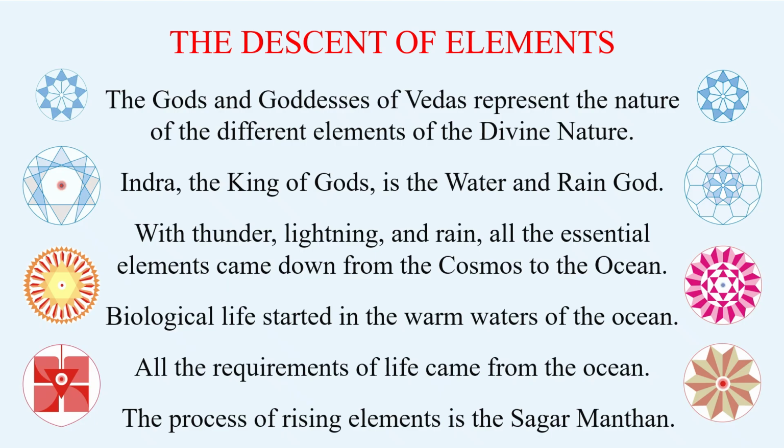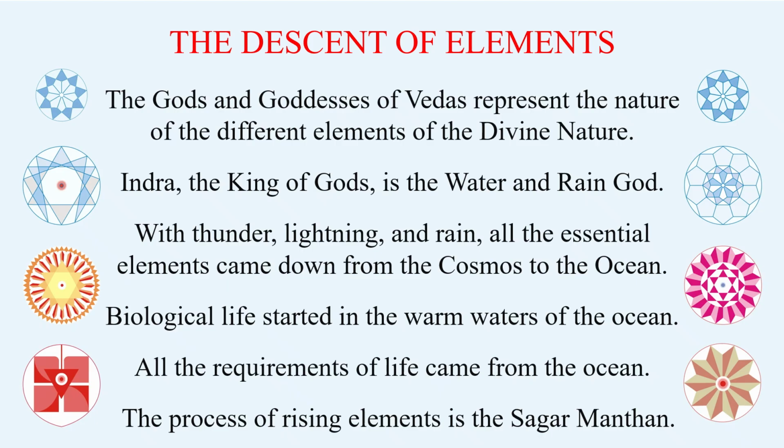Then comes the concept of Indra, the king of gods, who is of water, and that's why water becomes the important universal solvent which carries the whole thing. As a rain god he brought everything from the universe to the earth very clearly. With thunder, lightning and rain, all the essential elements came down from the cosmos to the ocean. That's very clear. Biological life started in the warm waters of the ocean, and all the requirements of life came from the ocean in warm water, and they were processed there as a unicellular organism. And from the unicellular organism, how we have grown to the multicellular human body is over a period in different stages.